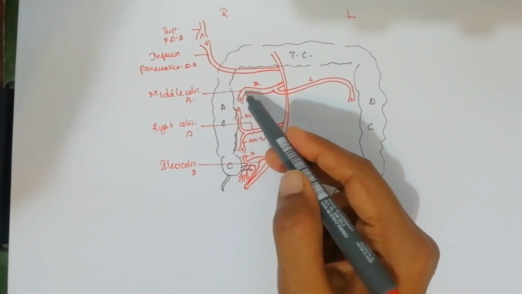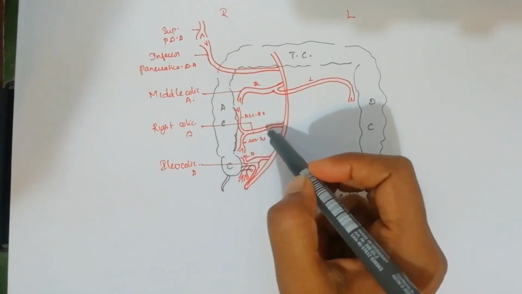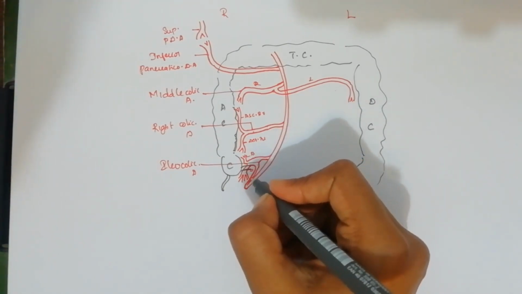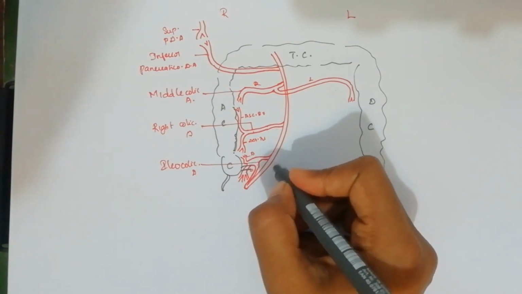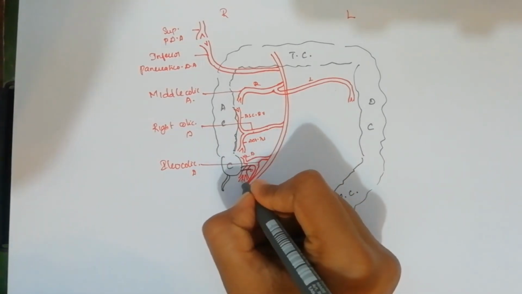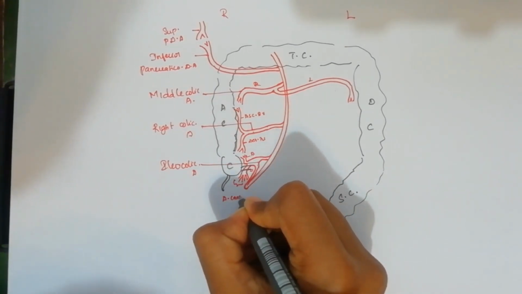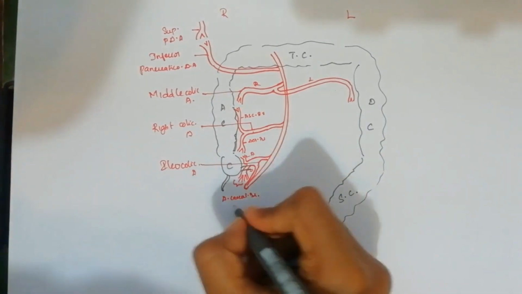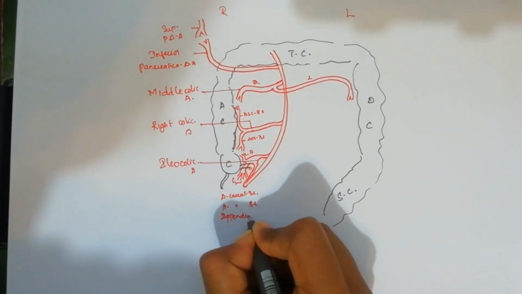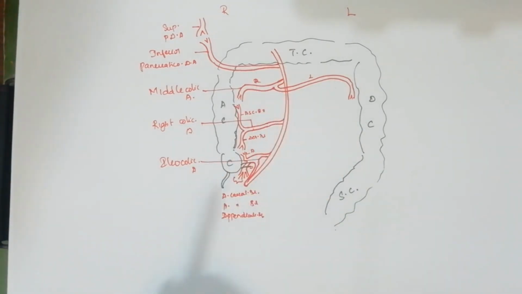Here the right branch of the middle colic artery anastomoses with the ascending branch of the right colic artery, the descending branch of the right colic anastomoses with the ascending branch of the ileocolic artery, and the descending branch of the ileocolic anastomoses with the main superior mesenteric trunk. Meanwhile, it gives three more branches, the cecal branches and appendicular branch: the anterior cecal branch, posterior cecal branch, and appendicular branch. These are the branches coming from the right side of the superior mesenteric artery.